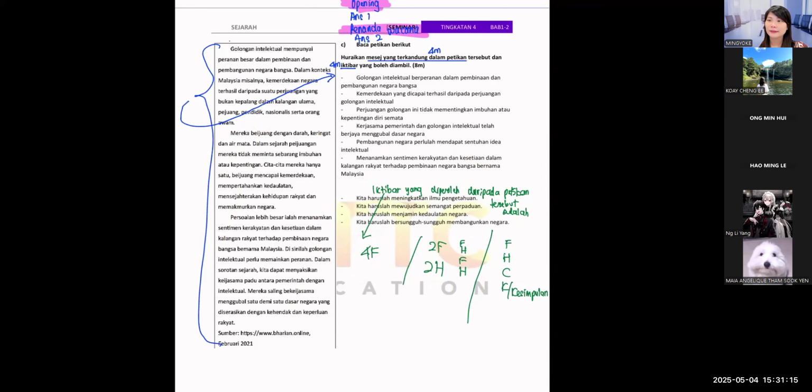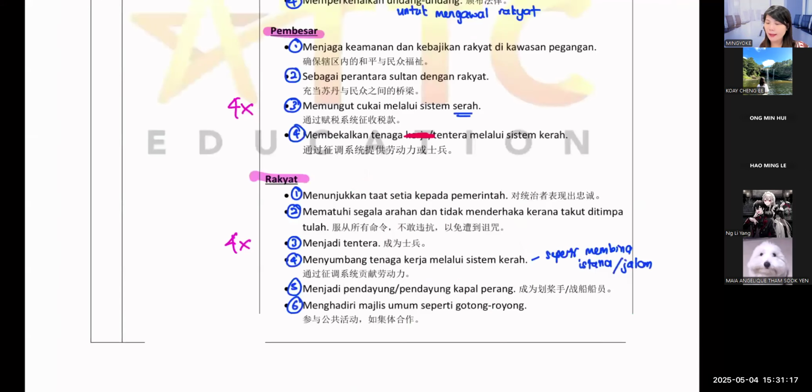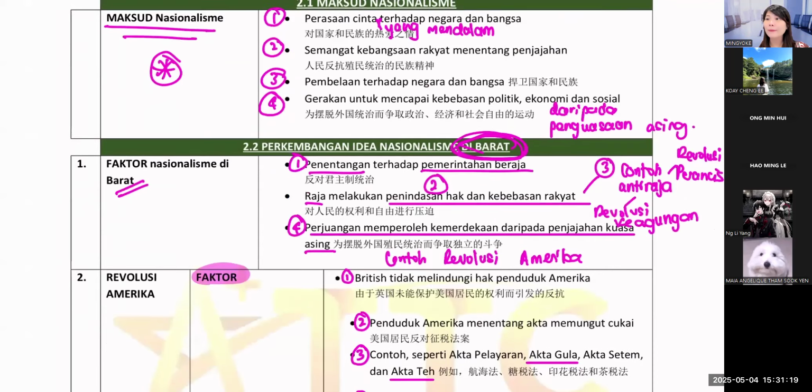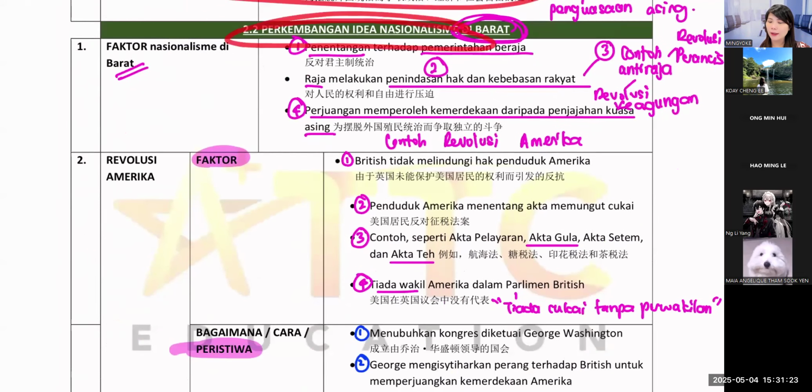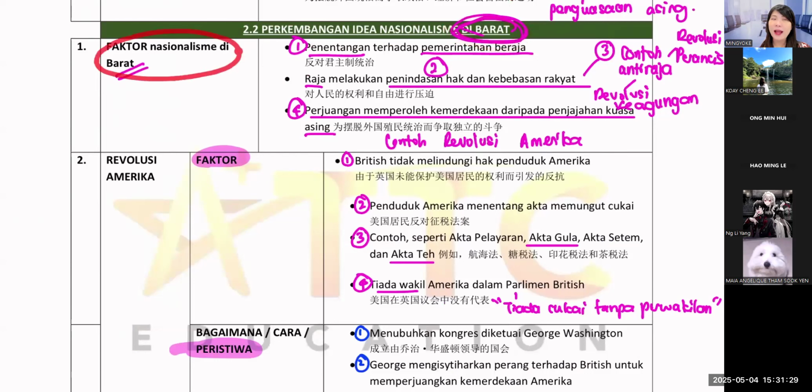Okay? Yeah, okay. Now let's come back to our page 9. So after you know what's the maksud of nationalism, then we go to our nationalism idea started from the West, guys. If they ask you what is the factor, why did nationalism start in the West? Because they fight against their king's government system, the king who oppressed the humans' rights and their freedom.